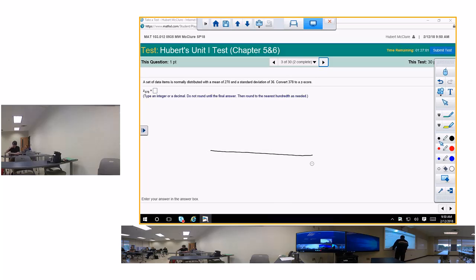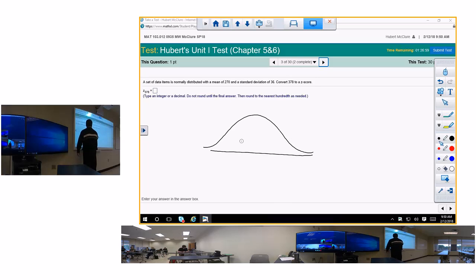So here is your normal curve, and you've got 270. What's 270 plus 36? 306. And what's 306 plus 36? 342. And what's 270 minus 36? 234. And what's 234 minus 36? 198. All right.